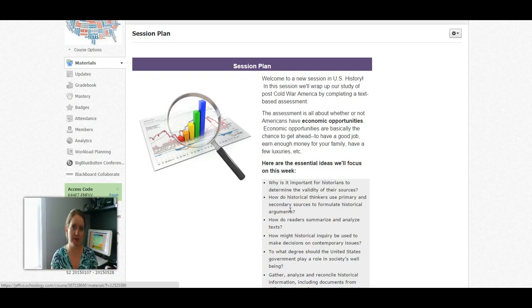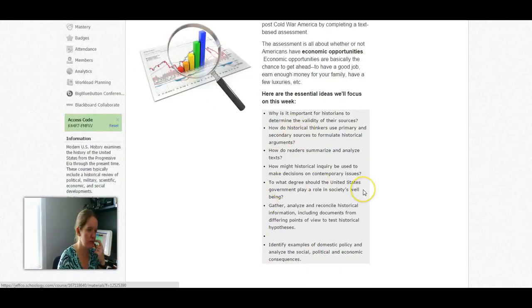How much opportunity have Americans had to have good paying jobs and money for their families, even money for owning a home, owning a car, luxuries, things along those lines. Okay, so here are the essential ideas we're going to take a look at this week. Really looking back at all of those text-based assessment skills that you have learned over the course of the year. How to look at a primary source, how to assess the author, the reliability of the source, and then use that source to make an argument.